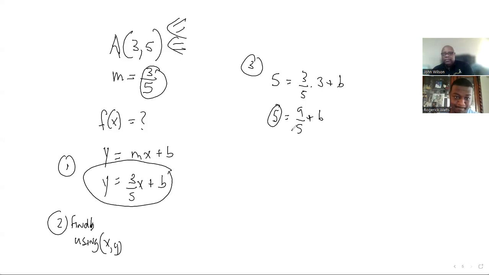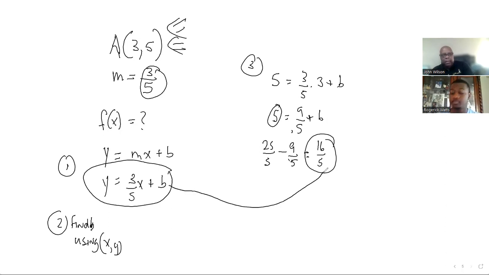25 over 5. That's how you do that. All righty. Minus 9/5 is equal to 16/5. So b is 16/5. I purposely wanted to have fractions in this. So that will go in for b. But the final equation is y equals 3/5 x plus 16/5. If the professor wants you to put f of x, put f of x. That's what they want.